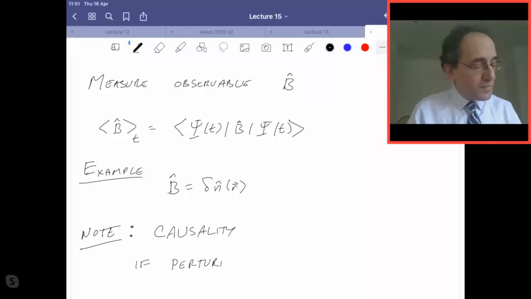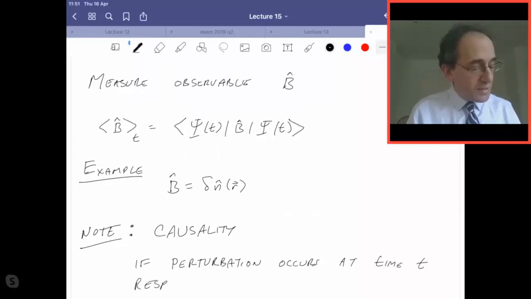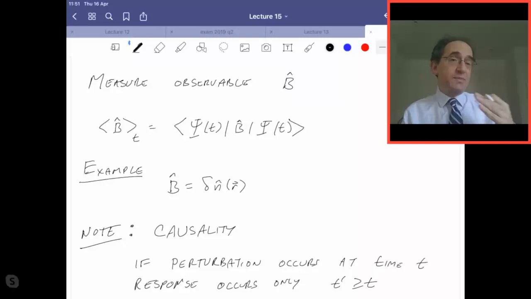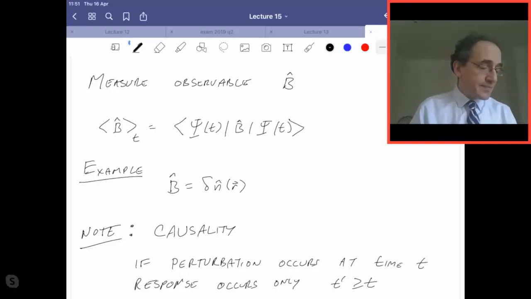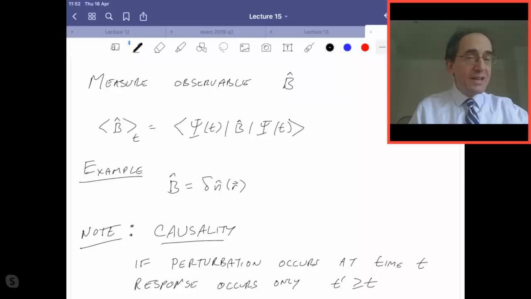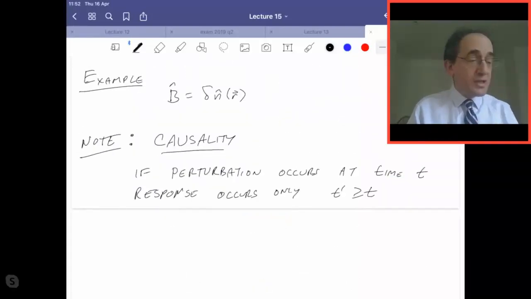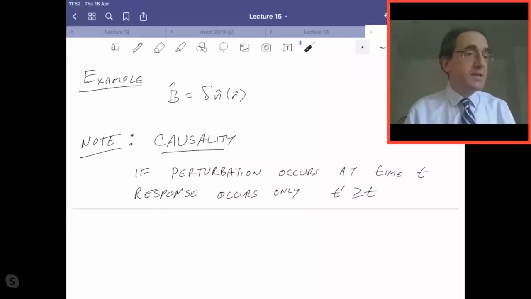If perturbation occurs at time t, then the response occurs only for t prime greater than or equal to t. So if you hit the system at time t, the system will respond only at later times. The system has no way to know that you're going to hit it before you actually do hit it. Okay, so this is an important principle, and there's an awful lot that you can derive based on these sorts of causality constraints. We can use it more than we're actually going to, but causality turns out to be a rather important constraint.